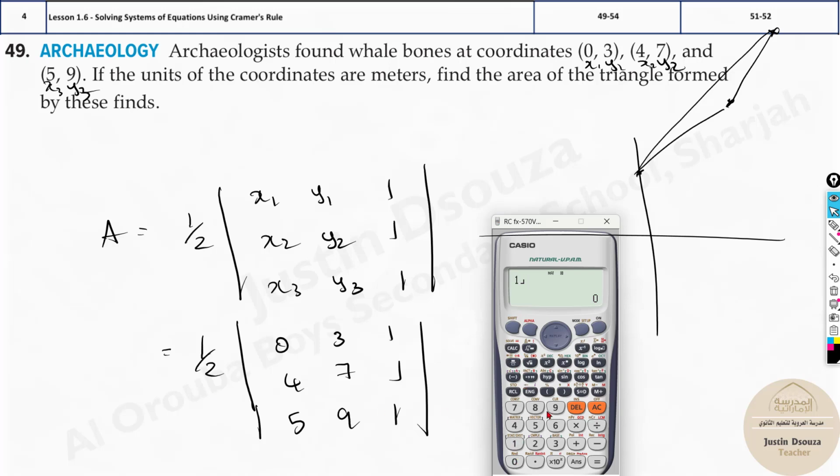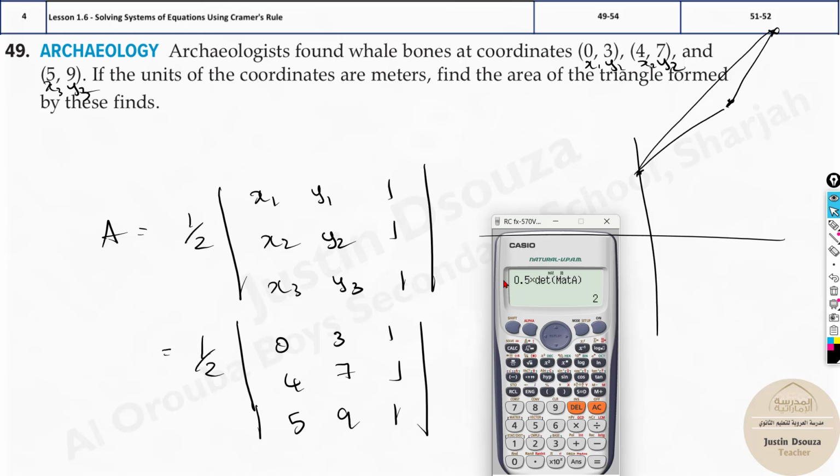0.5, half. Okay, now the thing is, whenever you are in matrix mode, your fraction symbol doesn't work. This is 1 divided by 2, or you can just write 0.5. It's the same thing. Multiply it with what? The determinant, shift 4. What is determinant? Option 7 of what? Of matrix A. That is again shift 4 and option 3.